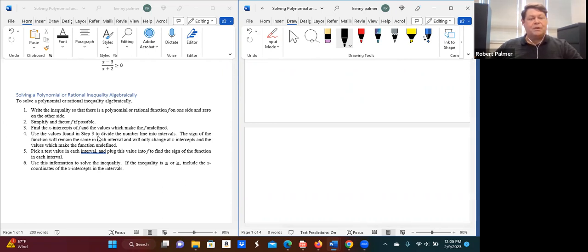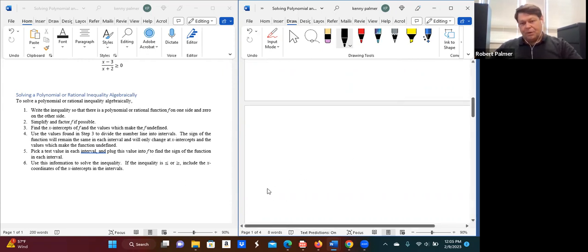So step number 4, use the values found in step 3. Divide the number line into intervals. The sign of the function will remain the same in each interval and only change if the x-intercepts or the values which make it undefined. So what we're going to do then is come in here with a little more space, let's draw our number line.